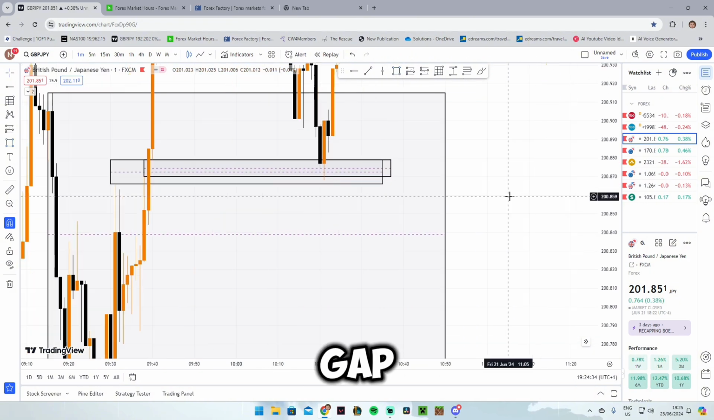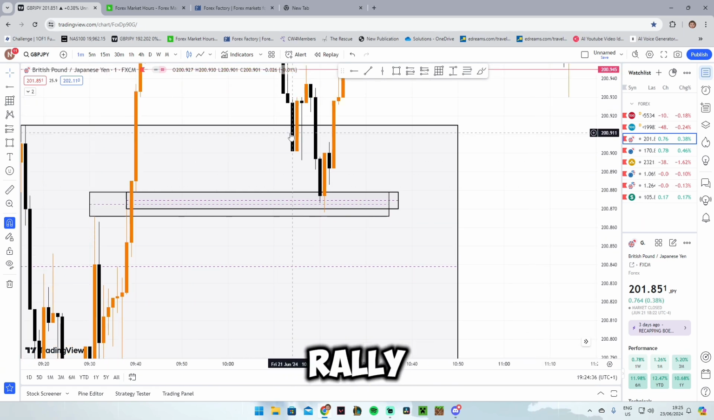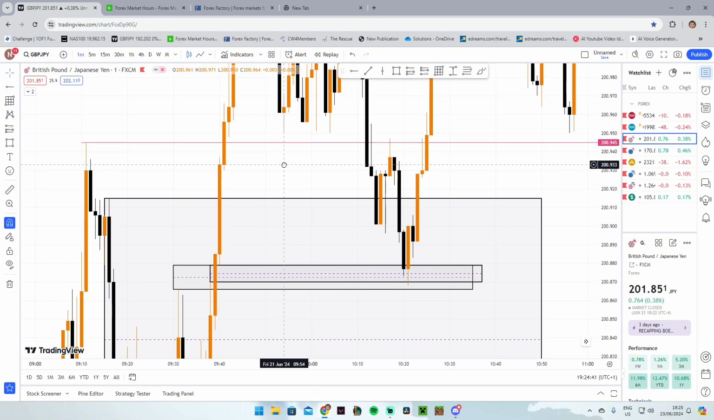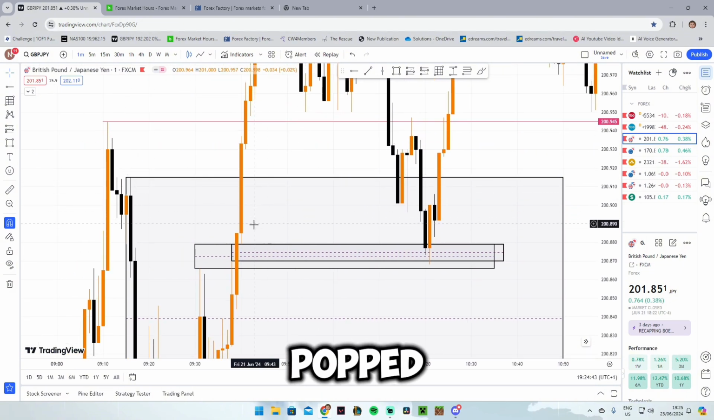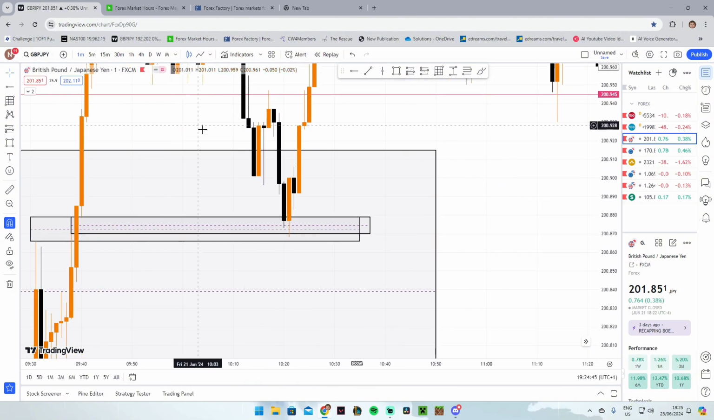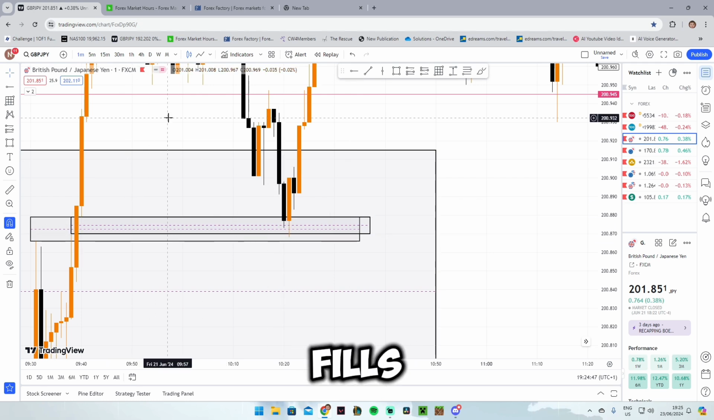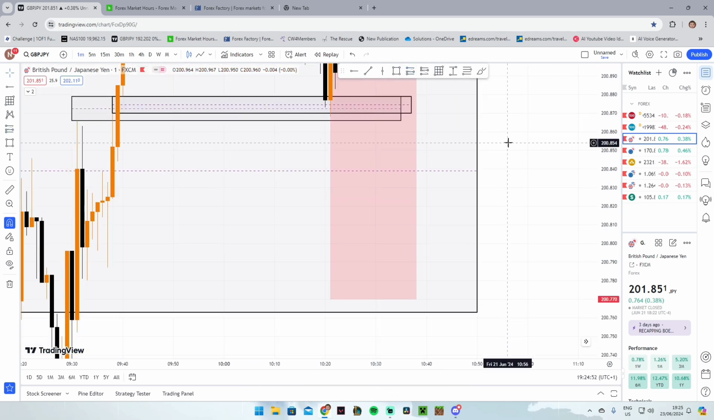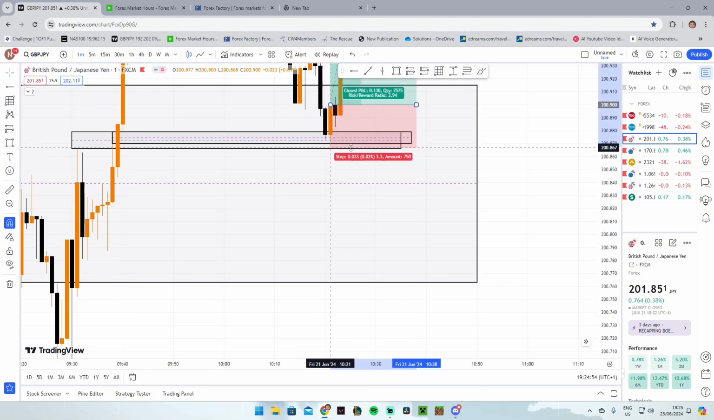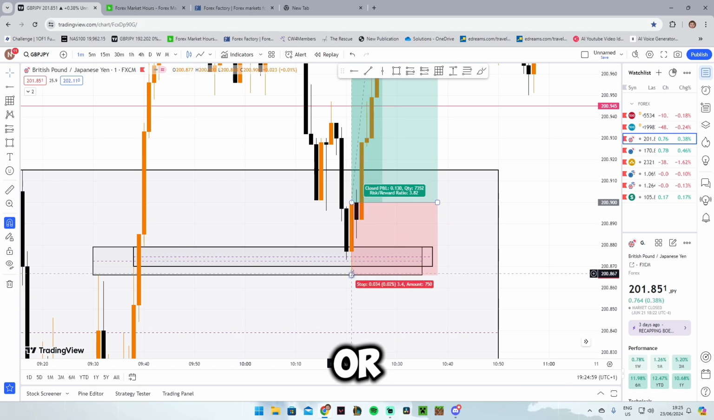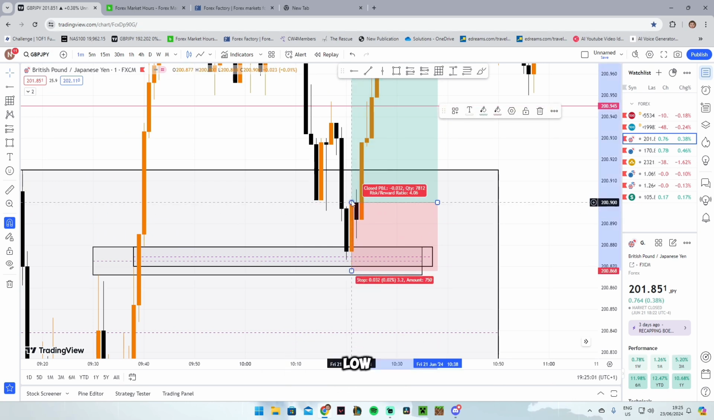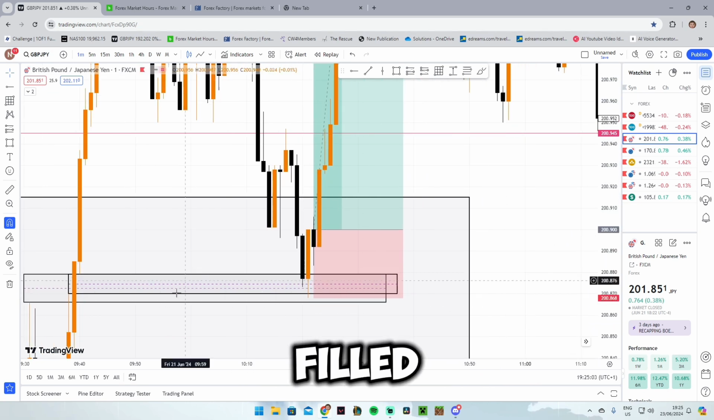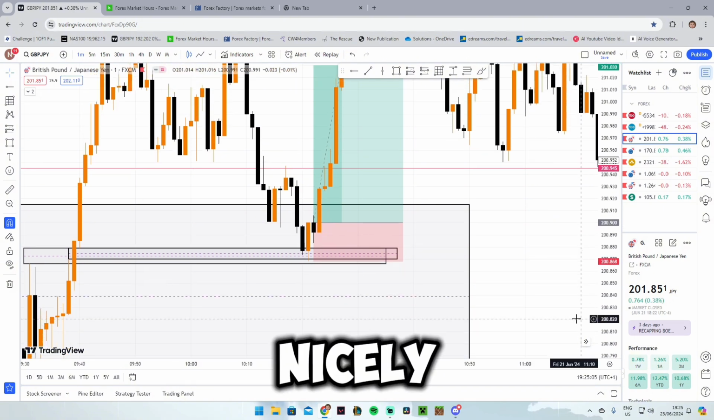1 minute fair value gap paired up with a 5 minute fair value gap. I like the sound of that. Tapped into this, tapped into this fair value gap. Boom. Fills that up nicely. Good reaction off of that, lads. Boom. Stops either down on this 5 minute confluence or even below this recent low that filled up this fair value gap nicely.